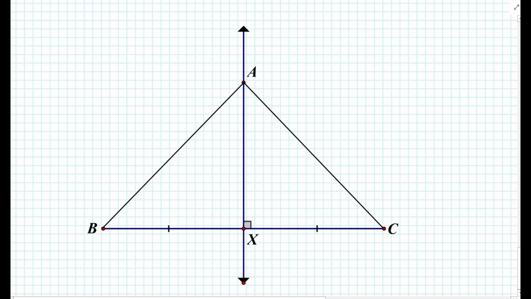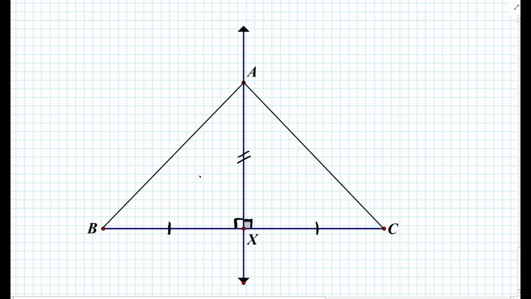So how do we prove this? We know that this is the perpendicular bisector, so we know that this segment is congruent to segment XC. So here we know that segment BX is congruent to segment CX. Well, we know that this is perpendicular at this point, so that means that these two angles are congruent. Well, we also know that this segment here, segment AX, is congruent to itself.